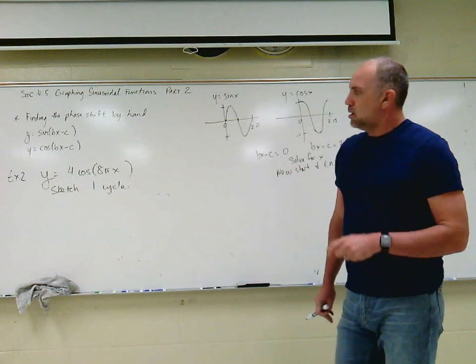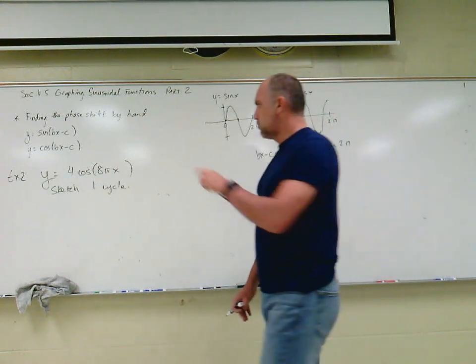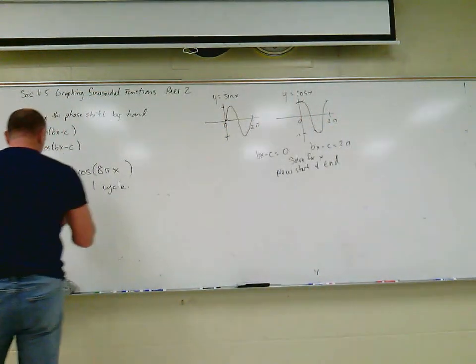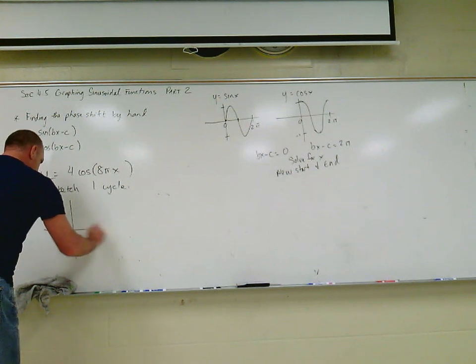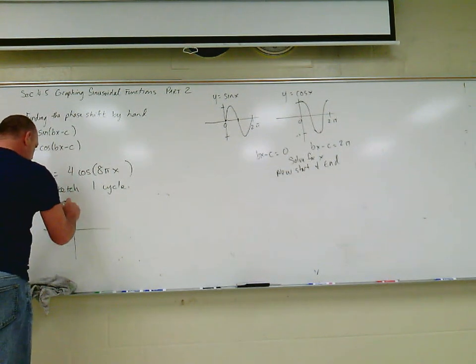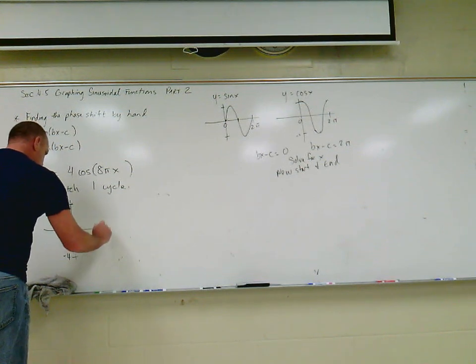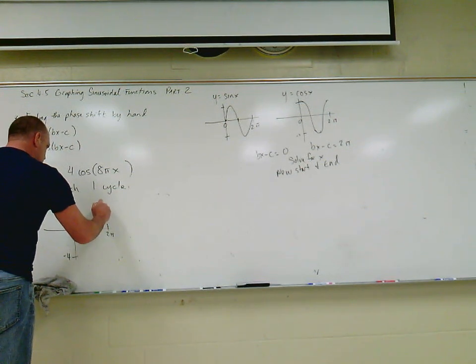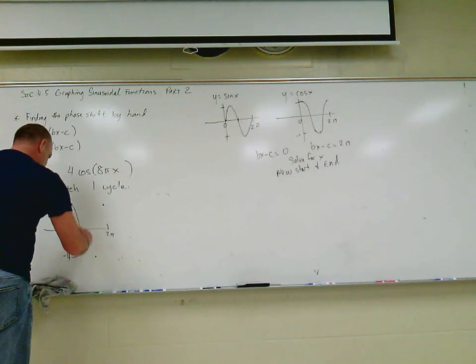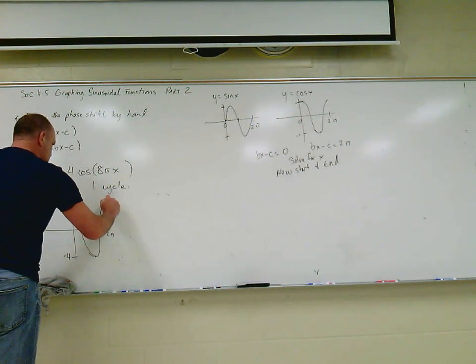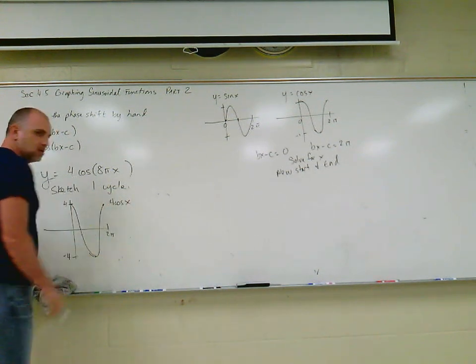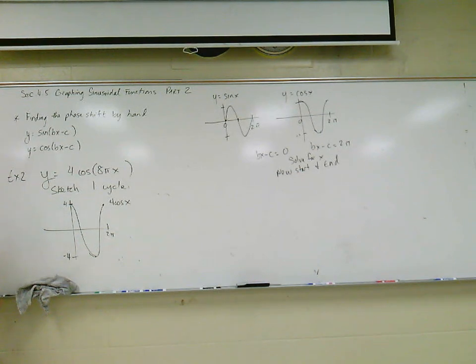Okay. What does the 4 do? So we talked about the 4 last time. The 4, I know, is going to stretch it vertically. So I know that the peak and the valley now is going to look like this. So right now, that's just 4 cosine of x. I hope you agree with that. So I'm going to take care of the 4 first. I know the 4 is going to stretch it vertically.